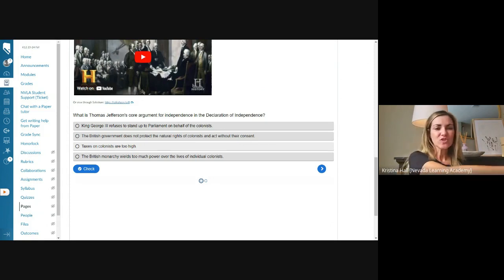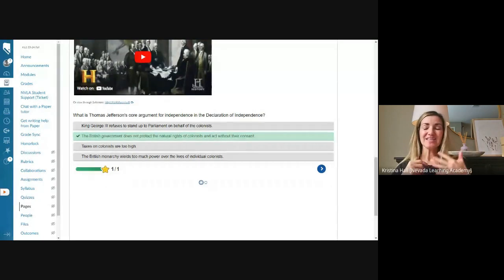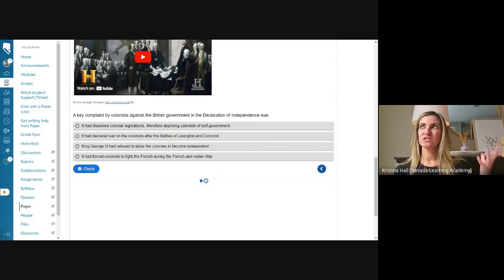All right. So our first question, what is Thomas Jefferson's core argument for independence in the Declaration of Independence? All right. And that is that the British government does not protect the natural rights of colonists and acted without their consent. So this is where we get that line, no taxation without representation, as if because they were implementing like the Stamp Act, the Sugar Act, things like that, these taxes that were only for the colonists, not for the other British colonies, and without their consent.